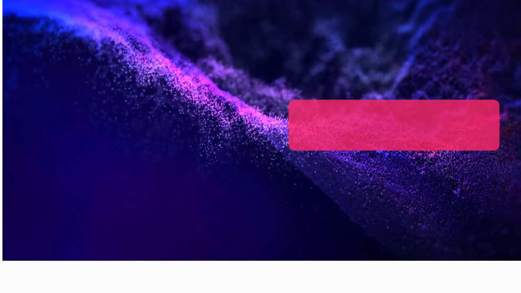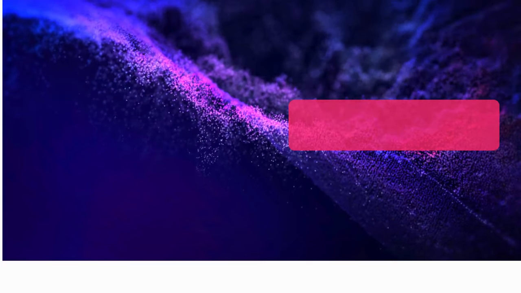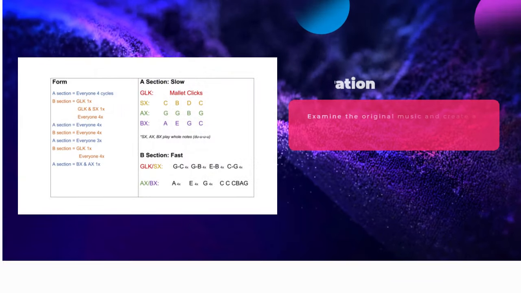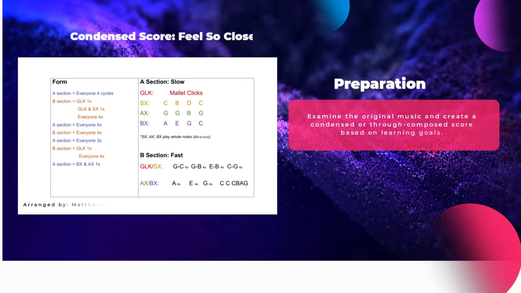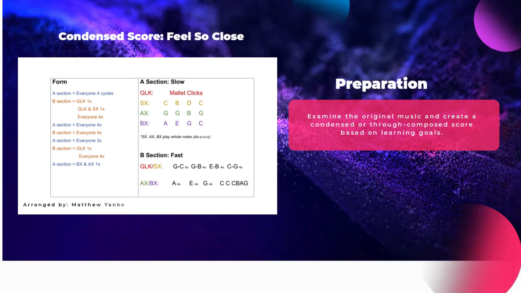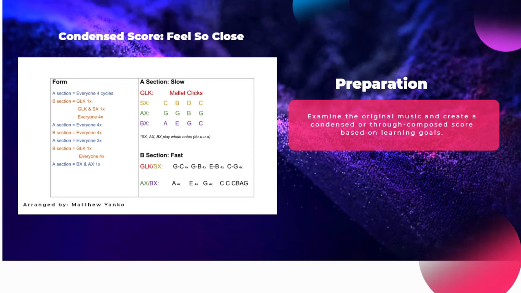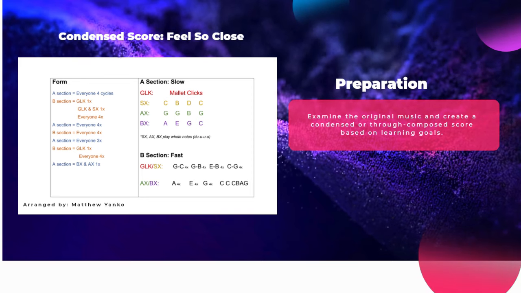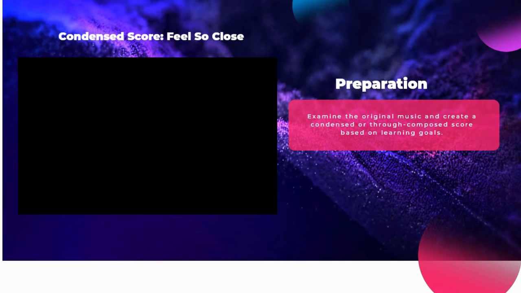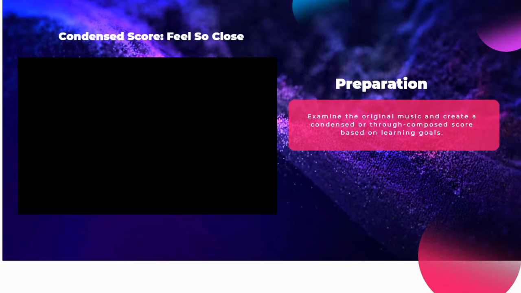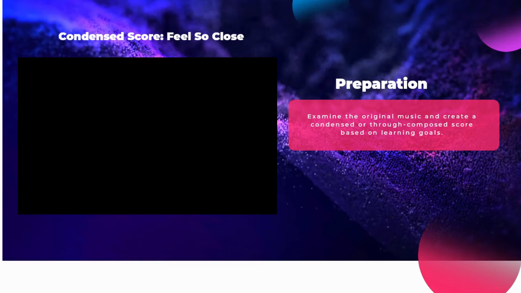To begin, it's essential to create a score that aligns with your students' understanding, either a condensed or a through-composed score, depending on the piece and your learning objectives. For this example, I'm using a condensed score, which is ideal for songs with repeating sections, as opposed to through-composed pieces that introduce new material as they develop.